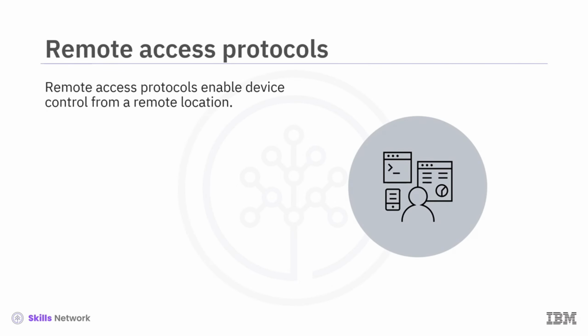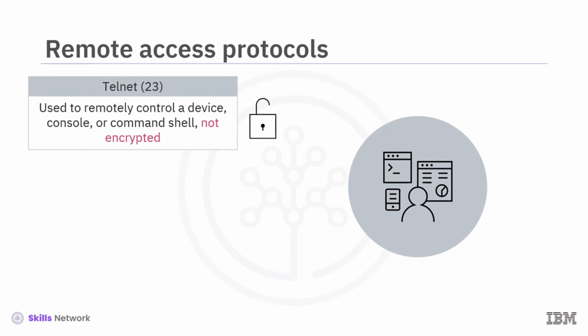Remote access protocols enable device control from a remote location. Teletype network, or Telnet, is used to remotely control another device via console or command shell. Telnet lets users configure network devices from almost anywhere worldwide, so long as both devices have network connectivity. However, Telnet should not be used due to data being in clear text, no encryption. The default port for Telnet is 23.